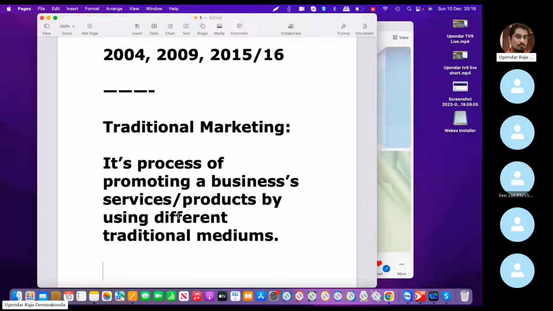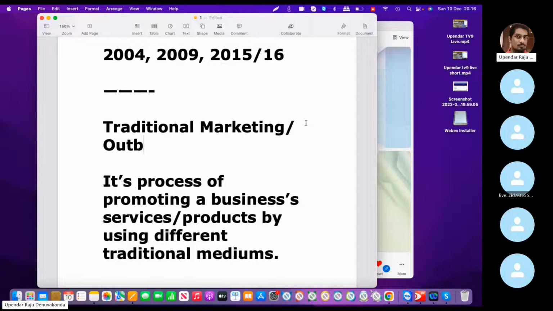Before 2000, before 2004, before 2010, there was no big internet marketing. There was no big digital marketing. There was no big inbound marketing. I can even tell you the traditional marketing is also called outbound marketing. So do not confuse between these terms. The inbound refers to the internet, and the outbound refers to traditional marketing.